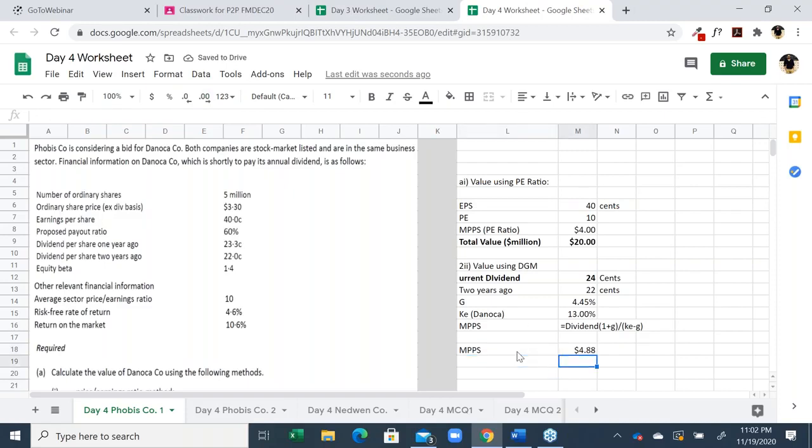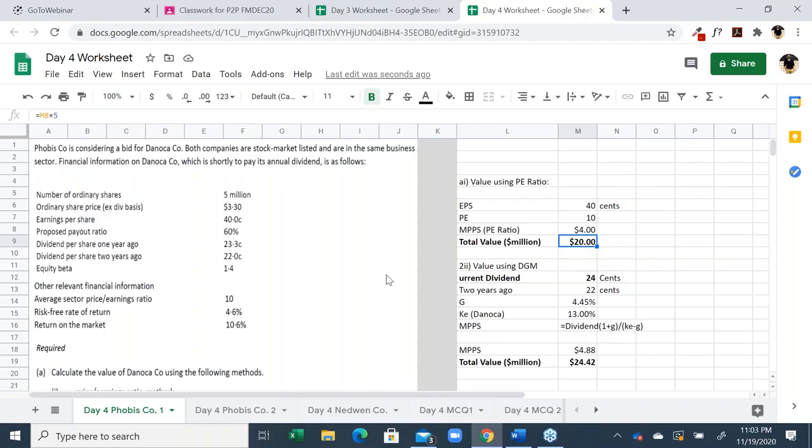4.88 per share, and the total value will be 4.88 multiplied by 5 million. So according to the dividend growth model, the value of the company is 24.42 million, higher than the value calculated using the PE ratio.